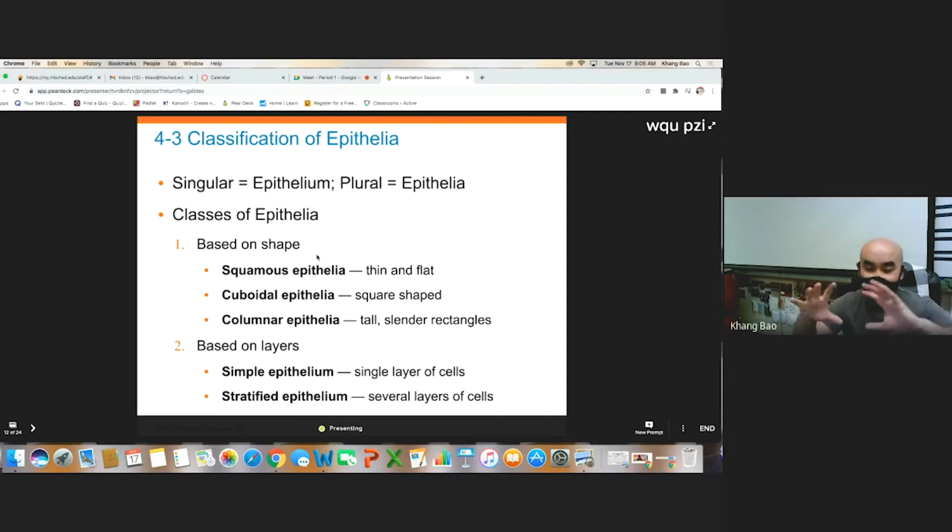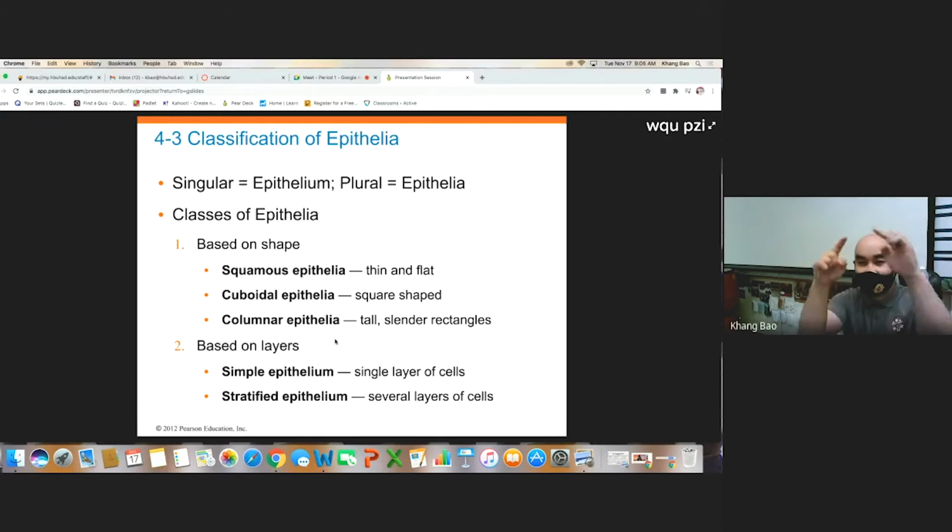So how do epithelia classify? How do we categorize them? We categorize them by two things: shape and layers. You will hear squamous epithelia. It means this cell will be flat, thin and flat. We'll have a picture later. Cuboidal means they are square like a cube. Columnar means they are like a cube, but they are taller, like a rectangle.